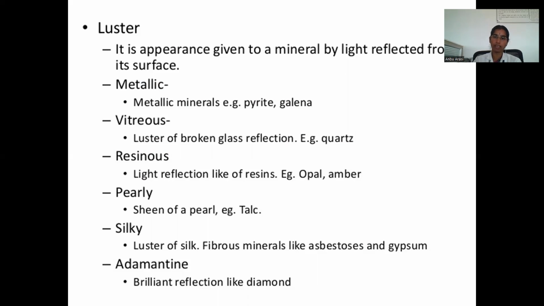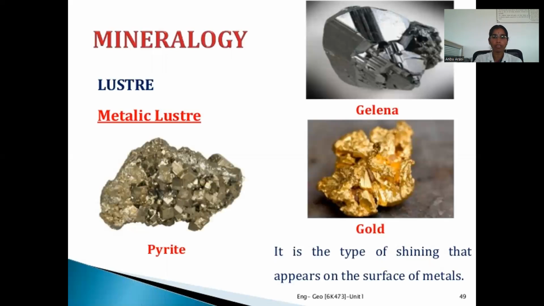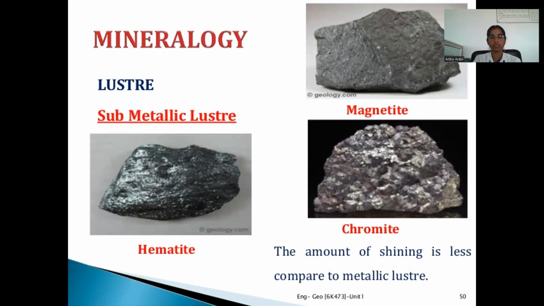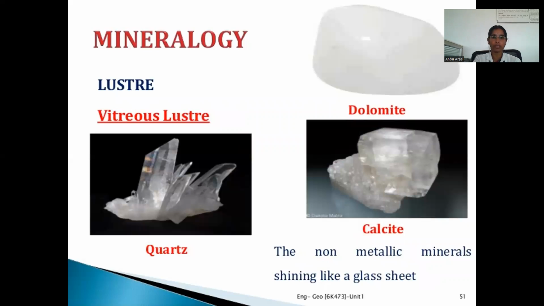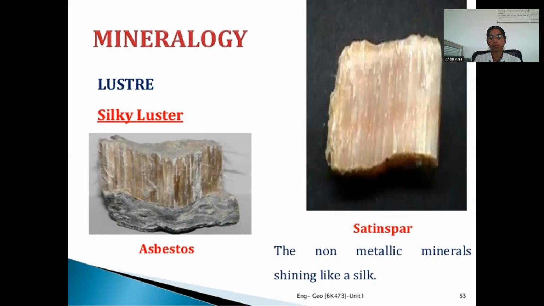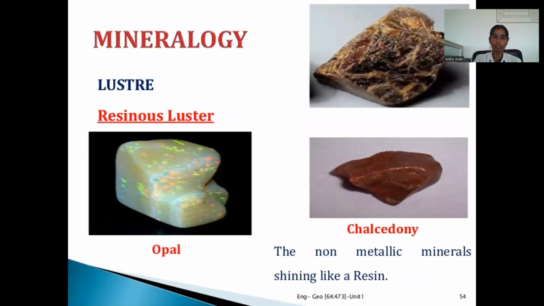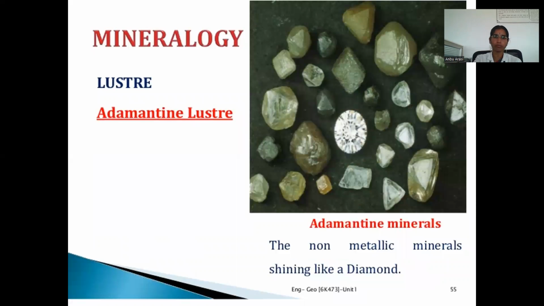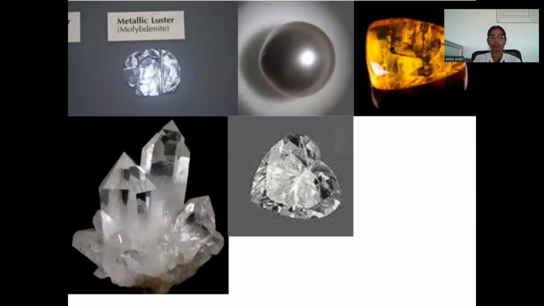And dull is having no luster, for example chalk and bauxite. These are some examples of luster: metallic luster, galena, gold, pyrite; submetallic luster, magnetite, hematite, chromite; vitreous luster, quartz, dolomite, calcite; pearly luster, talc, muscovite mica, and gypsum; silky luster, asbestos; resinous luster, opal; adamantine luster, diamond.